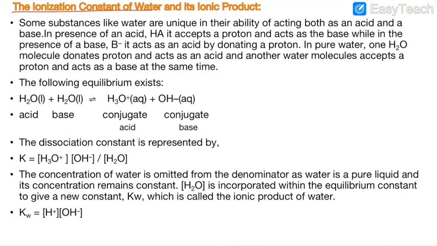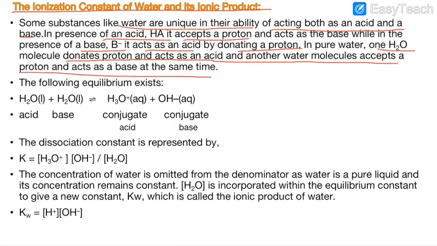The ionization constant of water and its ionic product. Some substances like water are unique in their ability of acting both as an acid and a base. In the presence of an acid, HA, it accepts a proton and acts as a base, while in the presence of a base, B minus, it acts as an acid by donating a proton. In pure water, one H2O molecule donates a proton and acts as an acid, and another water molecule accepts a proton and acts as a base at the same time.